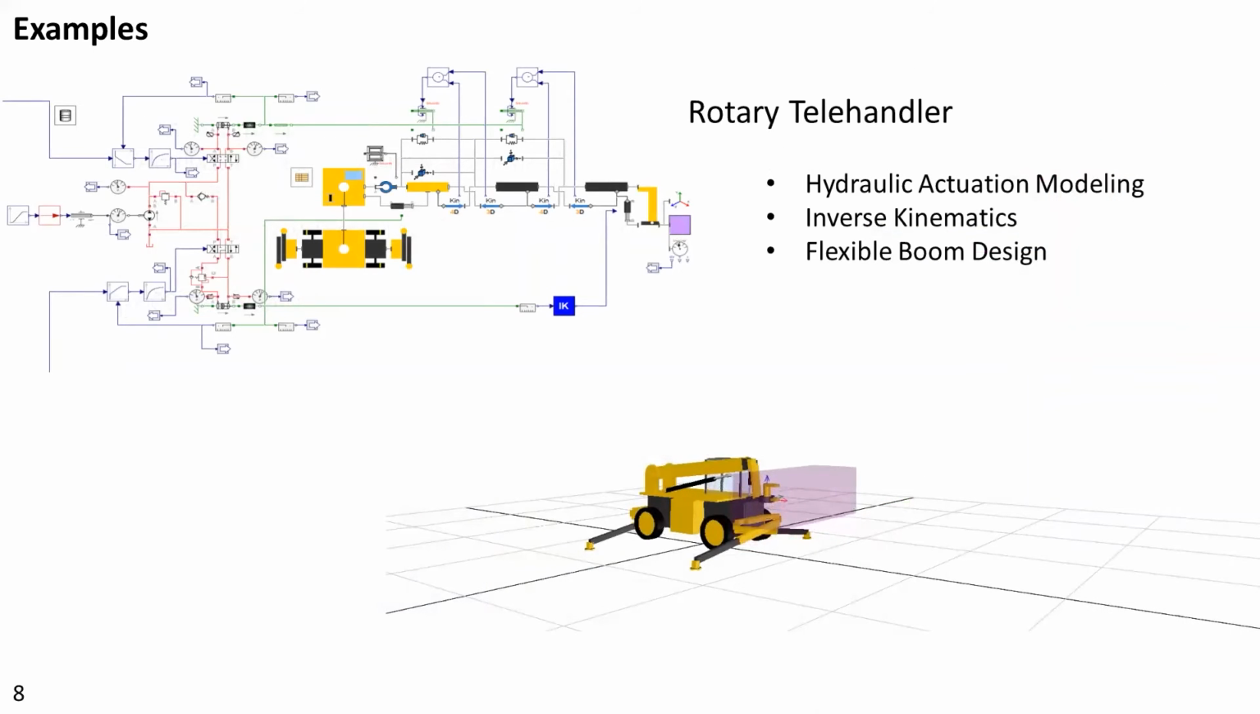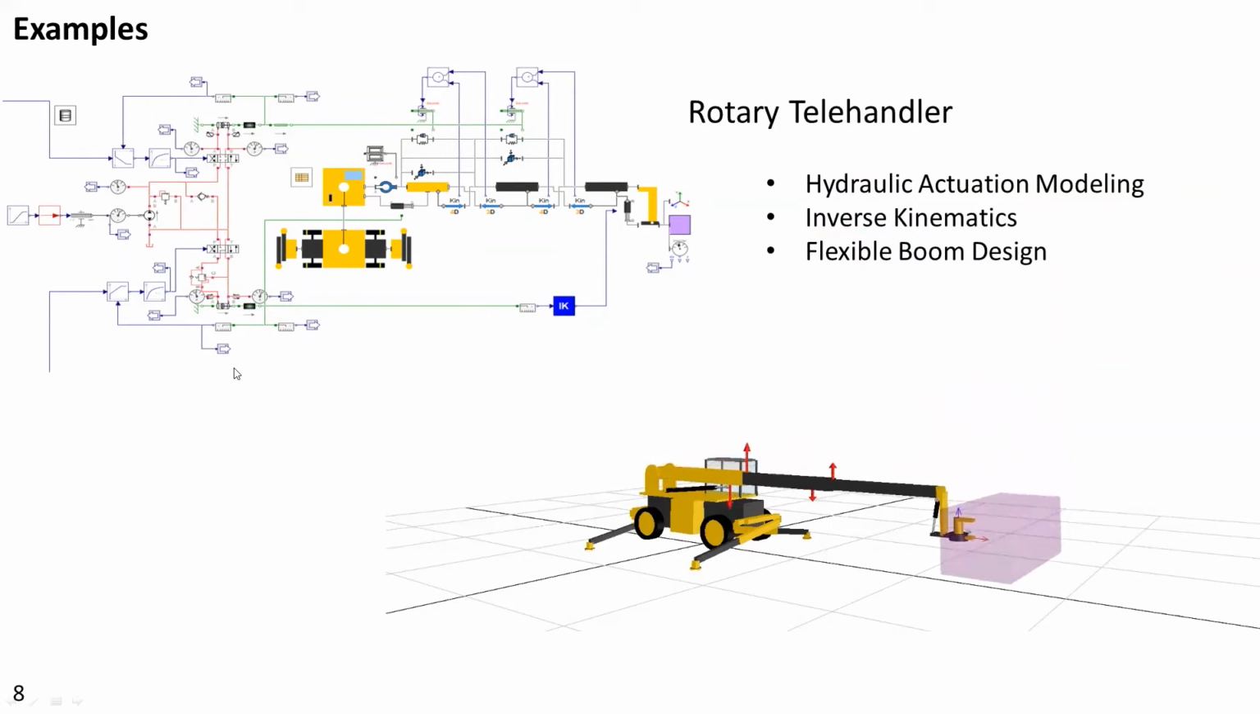So here is another example of a multi-domain model. It's a rotary telehandler model that was built with MapleSim. As you can see on the left, this is a multi-domain system with different pieces associated with it. We have the mechanical part for the chassis. We also have a flexible boom design. We also have the hydraulic actuation that you can see on the left.